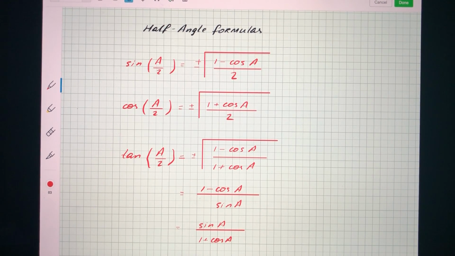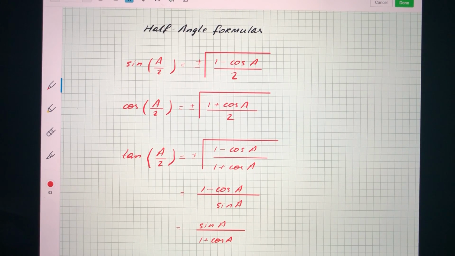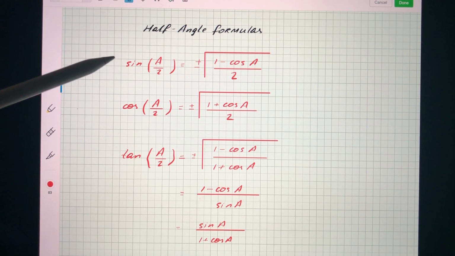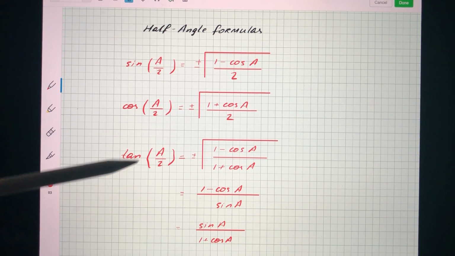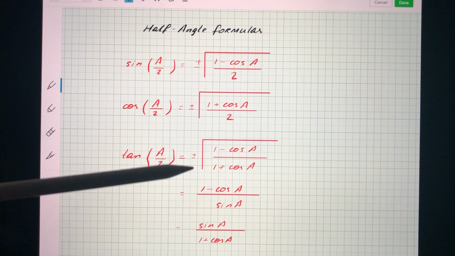Hello, this video is on half-angle formulas. There are three main ones for the sine, cosine, and tangent. Below are the formulas for each one.